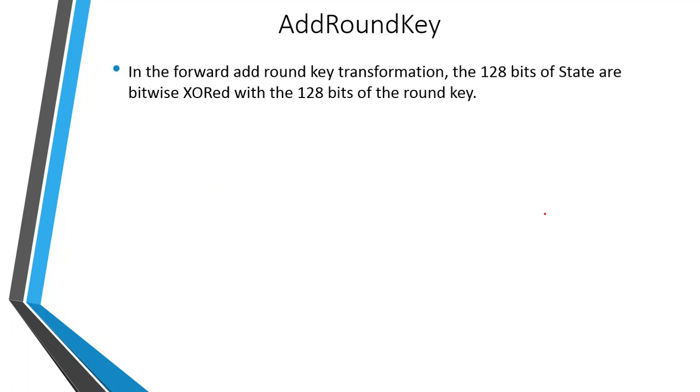Next we will see the add round key operation in the AES. In the forward add round key transformation, the 128 bits of the state are bitwise XORed with the 128 bits of the round key. So our key size is 32 bit, but a total of 4 keys are used. 32 into 4, so total 128. Our round key is of 128 bit. So the 128 bits of the intermediate state are XORed with the 128 bits of the round key.